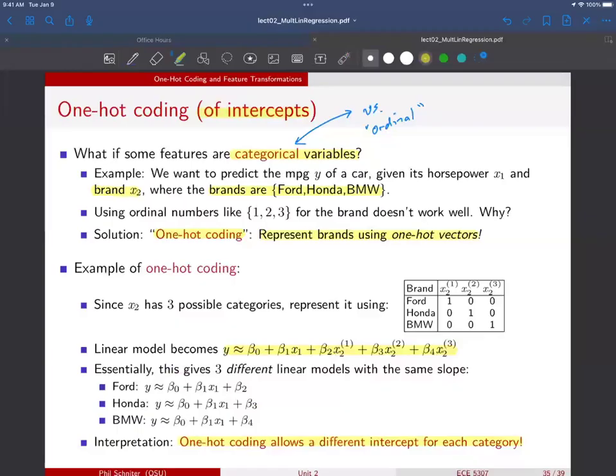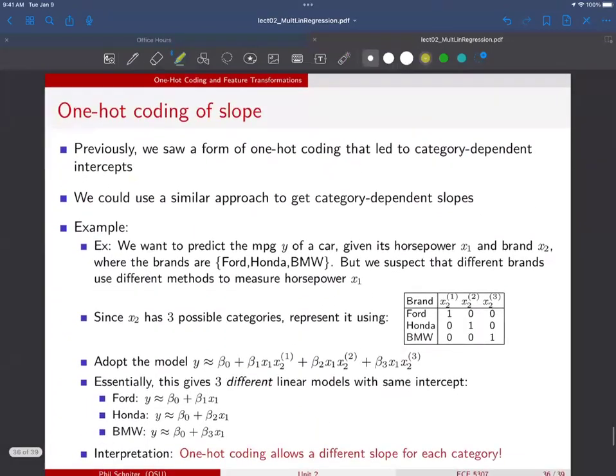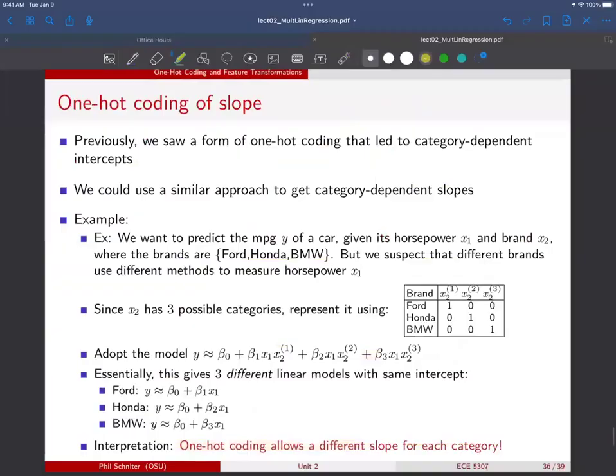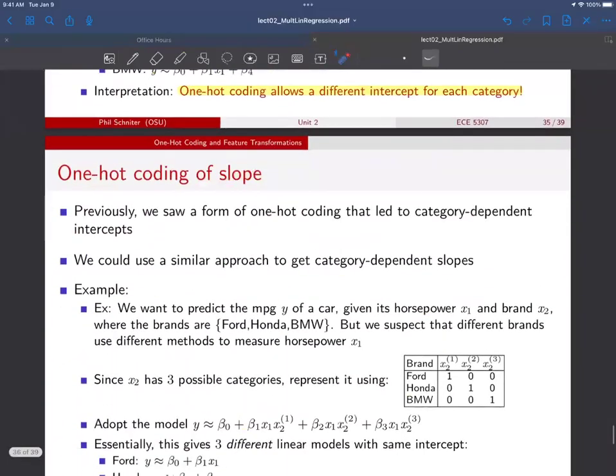And so in some cases, you might say, I just need to use a different intercept for each one of these categories of data. But in other cases, you might say, no, the intercept should be the same. I should actually get to use a different slope variable for each category. And we can do that too, just by using a slightly different version of one-hot coding. So what I described here, you can say this is one-hot coding of intercepts. And now we can talk about one-hot coding of slope.